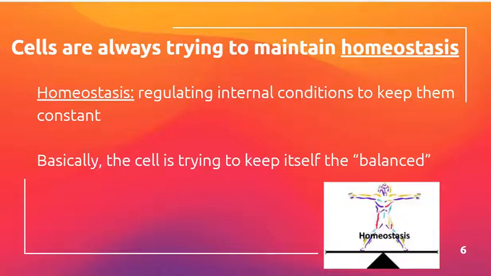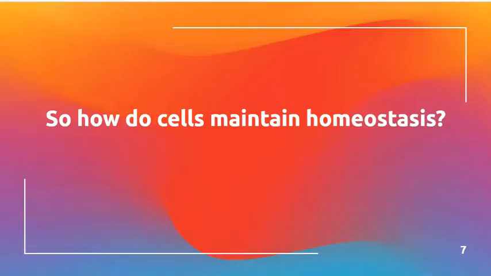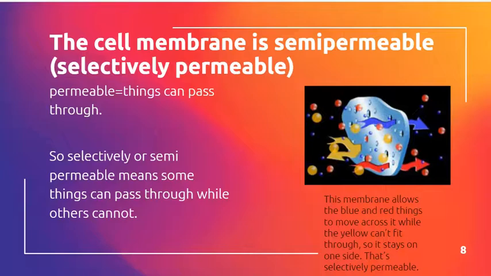Same thing with our cells. Our cells are going to want to keep that internal environment, the stuff inside of the cell membrane, constant. It's going to try to keep it balanced. We don't want too much stuff building up or not getting in and out. So it's going to try to keep things constant and balanced. The way that cells do this is that some things are going to come in and out across our cell membrane.